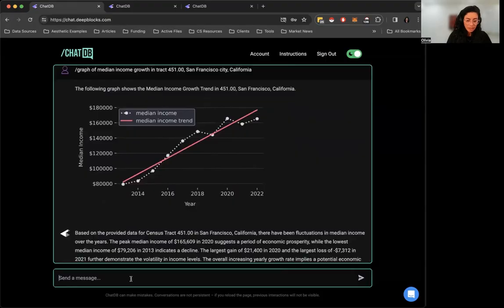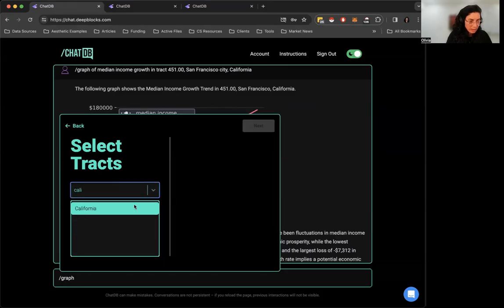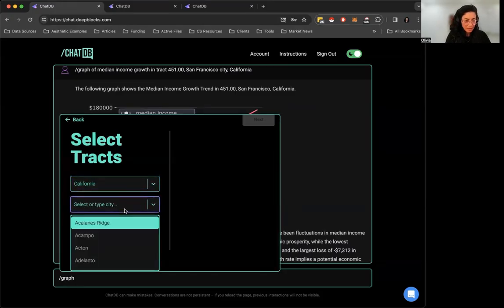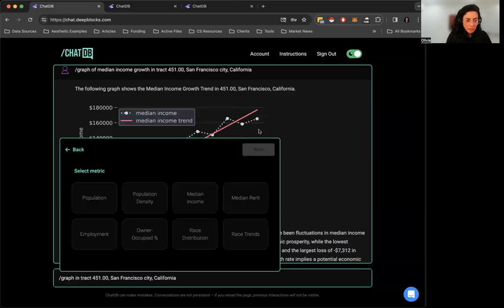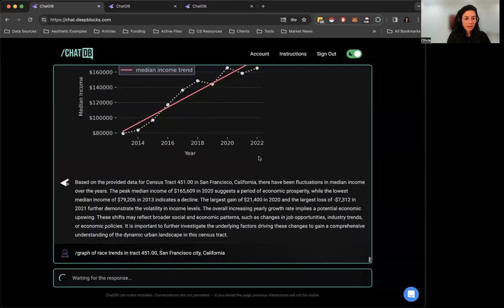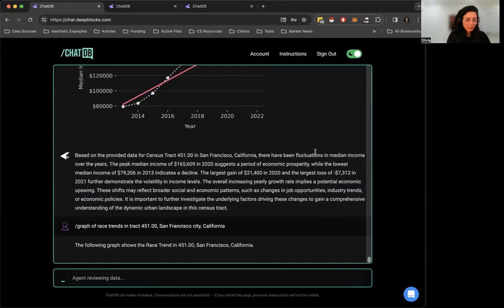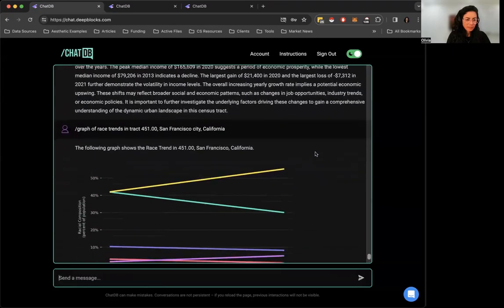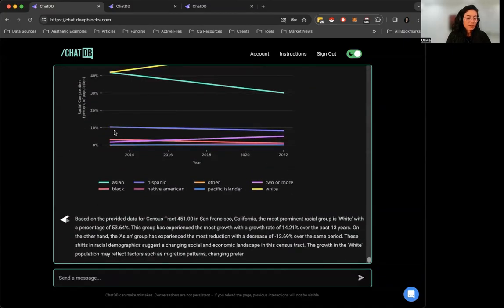I would love to see. Again, I told you I get lost in the graphs. I'm going to look at the race trends there just to see who's living there and what that change means.